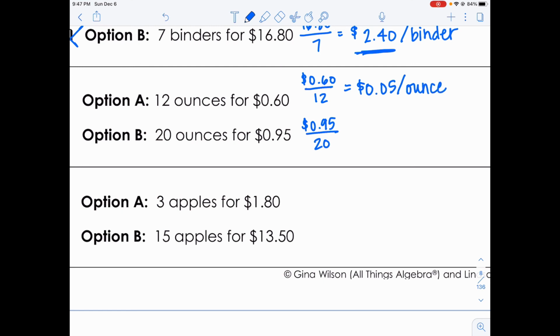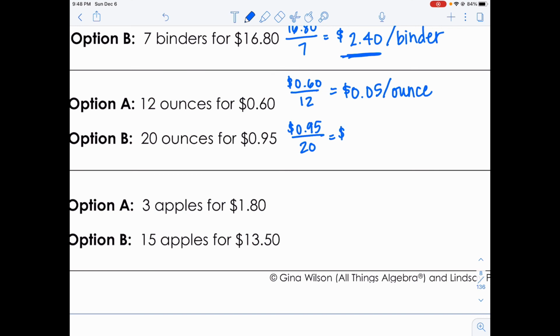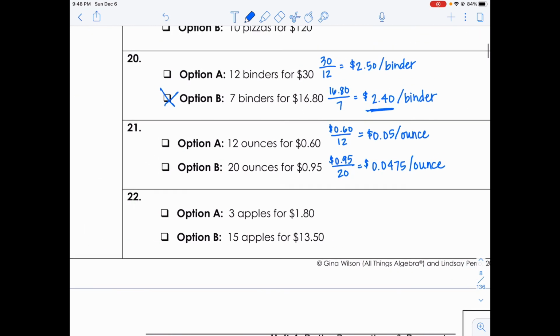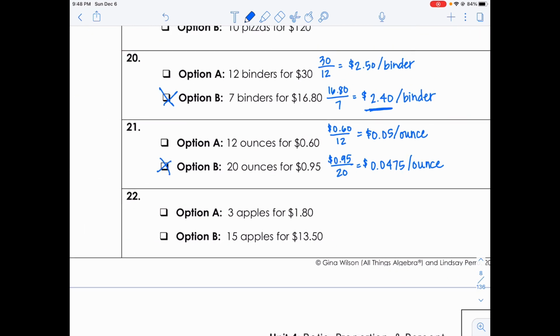And then in my second one, when I do 95 cents divided by 20, you're going to notice that it comes out to a decimal. We're not going to round right now, because if you round it, you'll notice that it would still come out to 5 cents per ounce. You need to look at these in their most raw form without rounding. This one is exactly 5 cents per ounce, and this next one is just a little bit less than 5 cents per ounce. Because it's a little bit less, that makes option B the better buy. So I'm going to check option B.